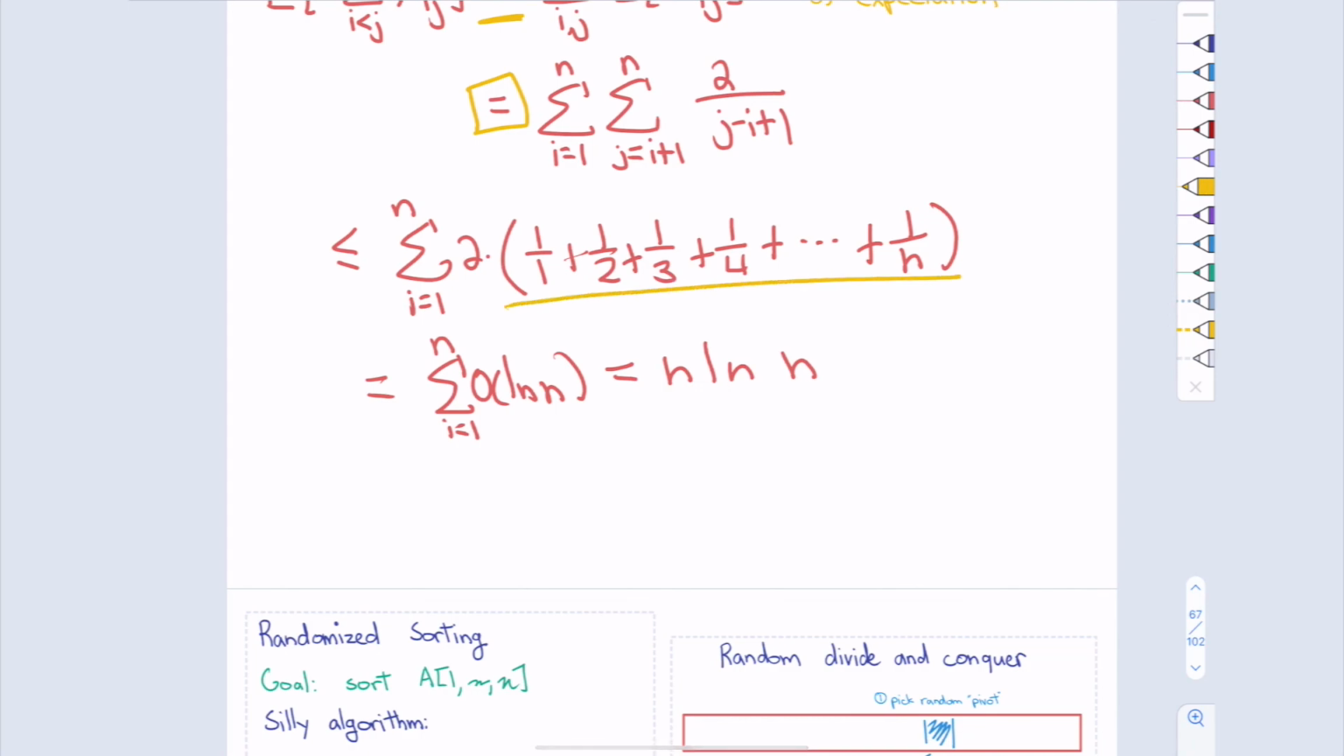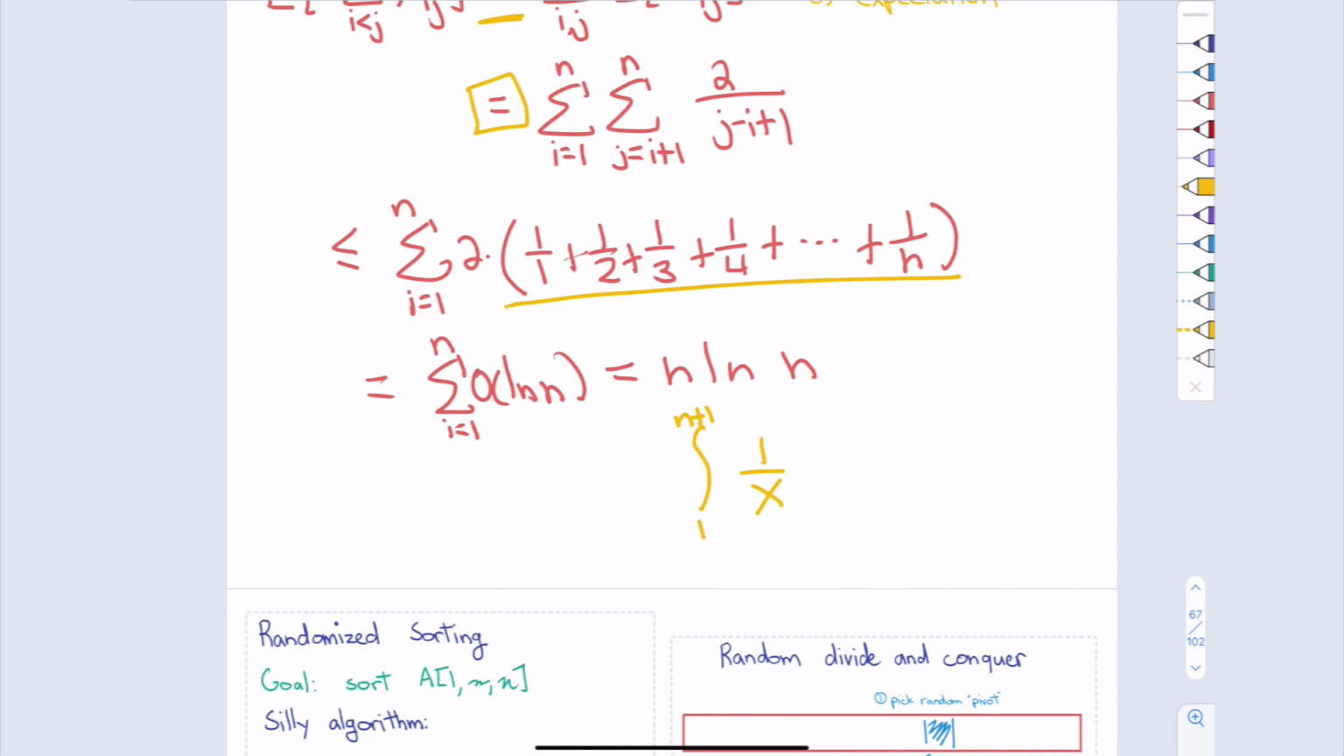Okay, by the way, don't ever forget this. If you want to sum up this series, this looks a lot like the integral from, say, 1 to n plus 1 of 1 over x, right? And you know how to integrate 1 over x, that's log x, okay?